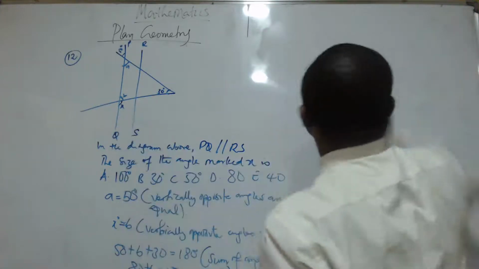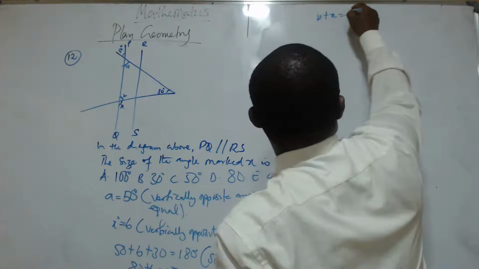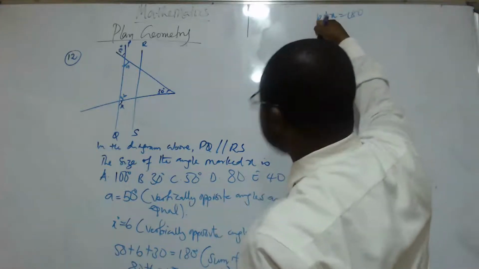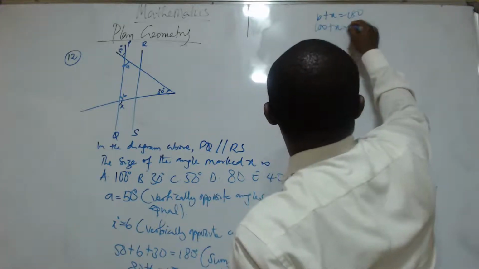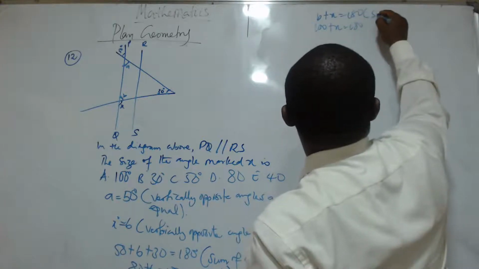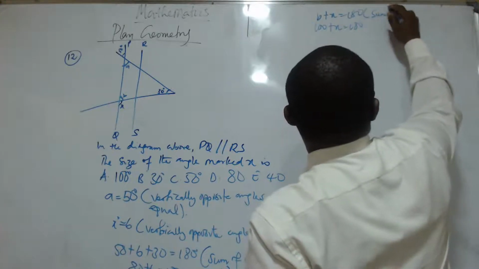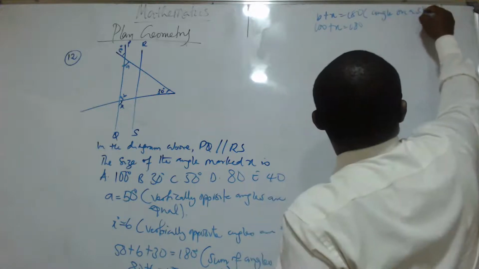Now to get X, we have B plus X equals 180. Our B is 100, plus X, we have 180. This one is the sum of angles on a straight line.